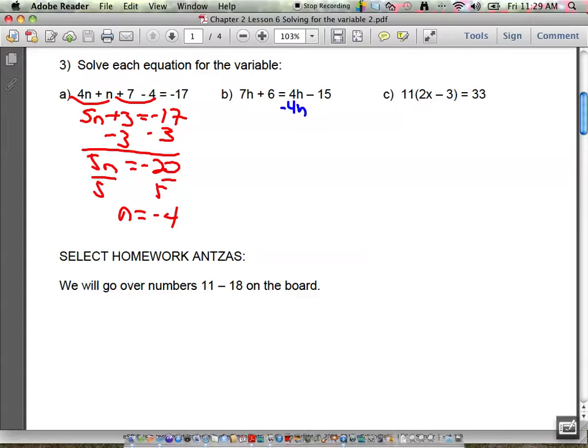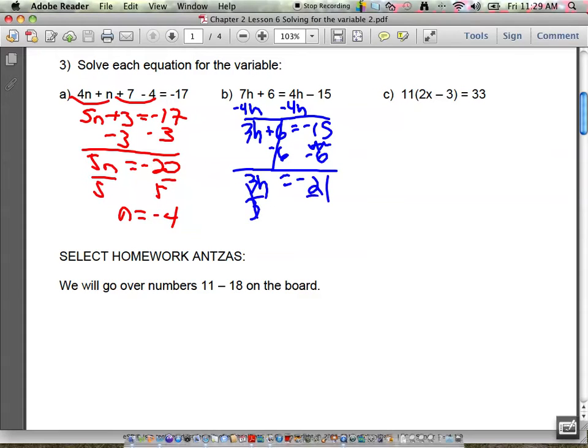This is an opposite side situation, minus 4h, 3h plus 6 is equal to negative 15 minus the 6. Oh, I shouldn't have written it that way. 3h equals negative 21 divided by 3. H is negative 7. Okay. And then this one, this works out to be 3.